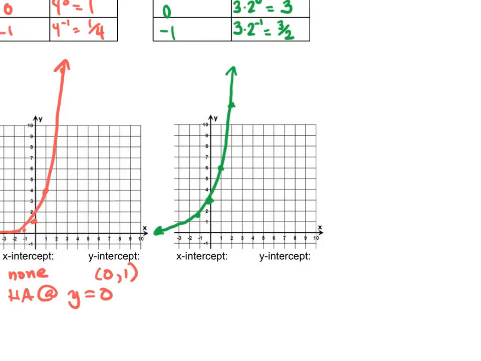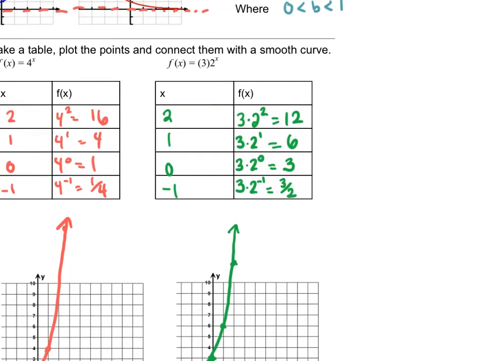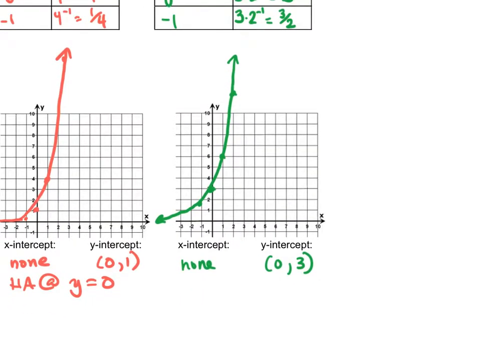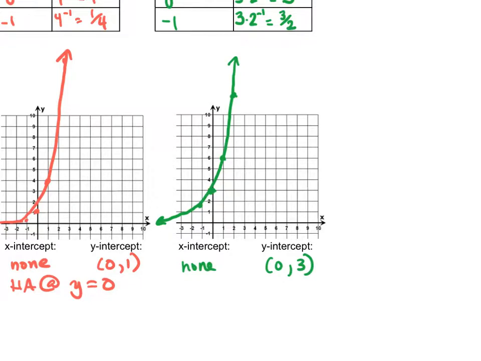So if we think about this one, still, again, no x-intercept. But the y-intercept here was 0, 3. And if you notice, the a value in our function was 3, the value in front of the exponential. That is what's going to affect the y-intercept. Horizontal asymptote, again, at y equals 0.